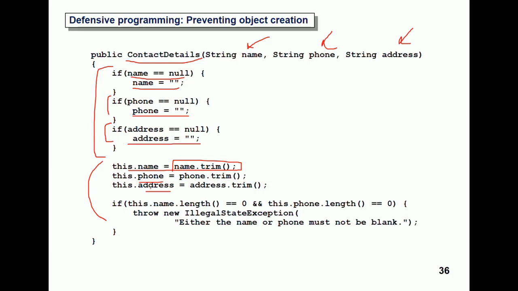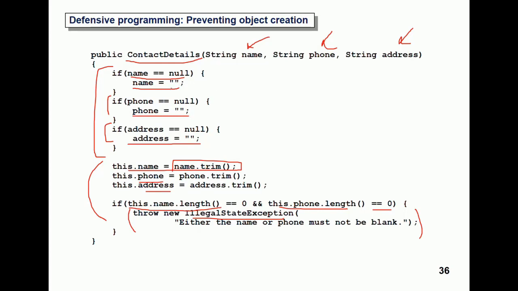So we're saying if the length of the name is equal to 0 and the length of the phone is equal to 0, then only then throw an illegal state exception. Here we're looking at the entire state of the object. That's why we're throwing an illegal state exception, because we're looking at the whole object. We're looking at a number of parameters, and if we're not happy that we've got enough information to record some data, we're throwing.